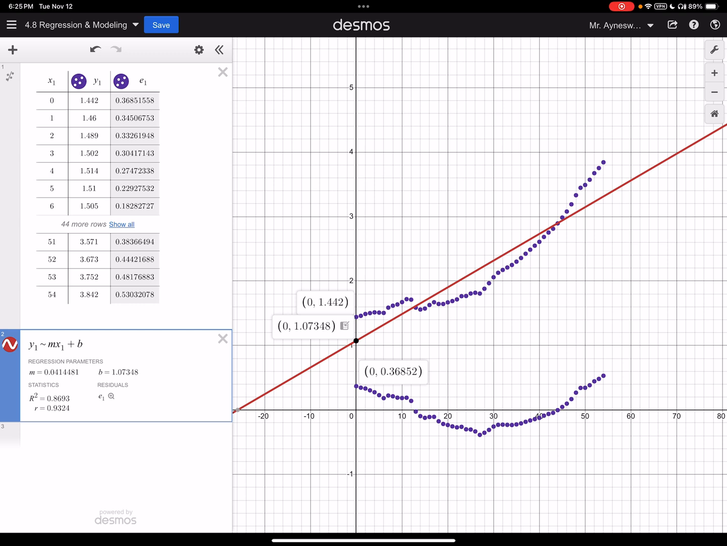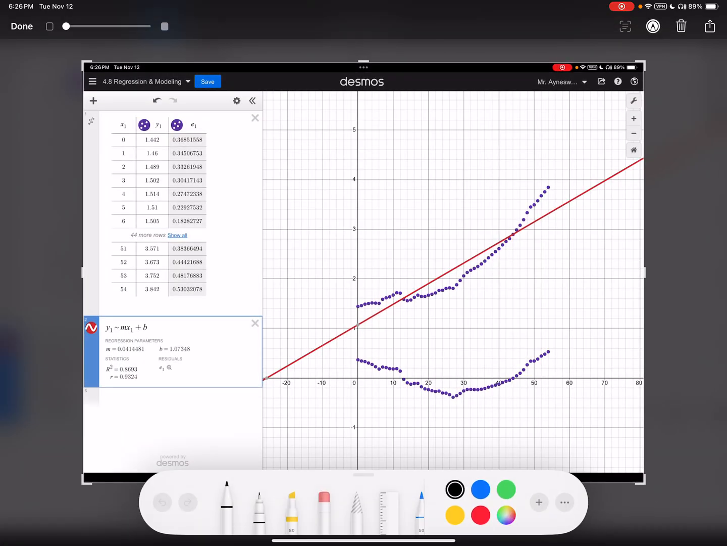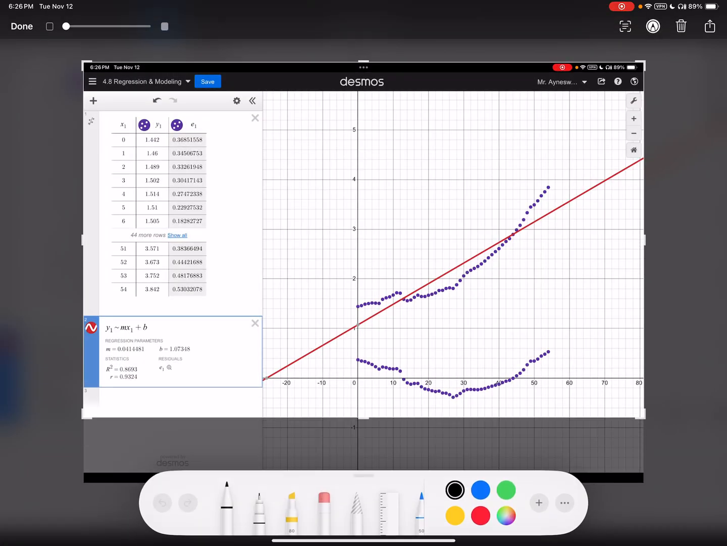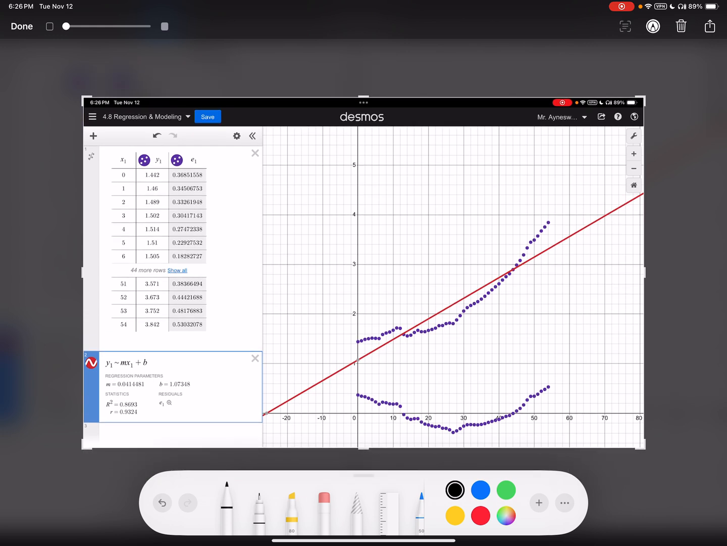So I'll tell you what, let's do this. Let's screenshot this and let's bring this in. So screenshot. Now, if you don't know how to screenshot, then talk to your partner right now.